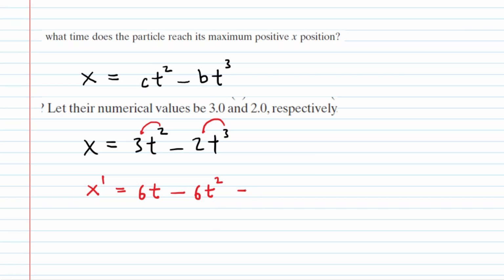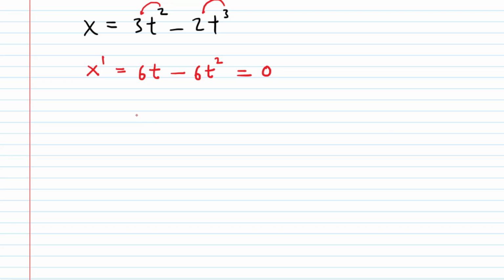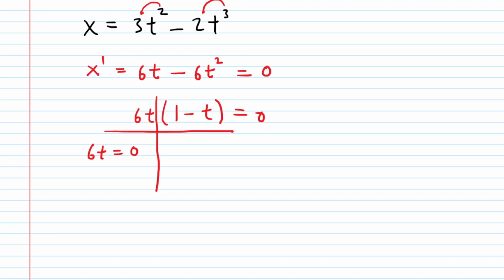We're going to set this equal to 0 because we seek the maximum value. And to solve this, we could factor out a 6t. The remaining factor would be 1 minus t. This is still equal to 0, and then to solve for the two time values, we will set each factor equal to 0. In the first case, if we divide both sides of this by 6, we will see that t is equal to 0. In the second case, if we subtract 1 and then divide by -1, we have t is equal to 1.